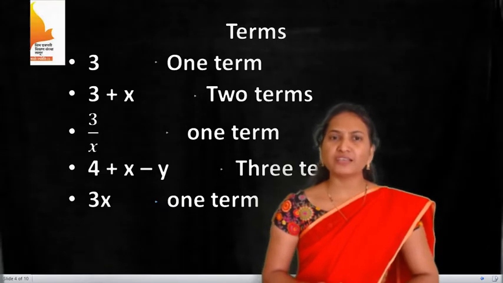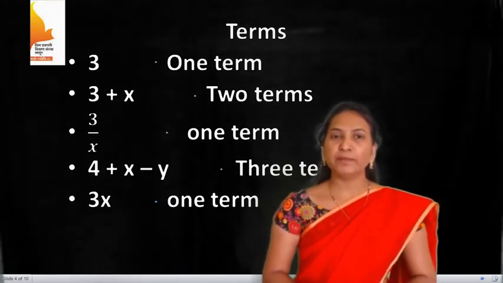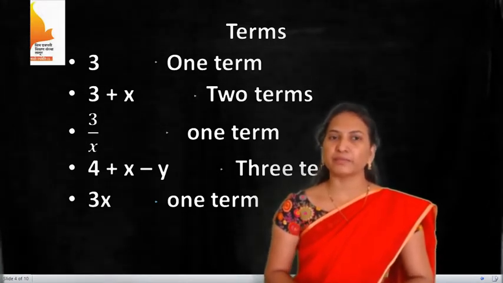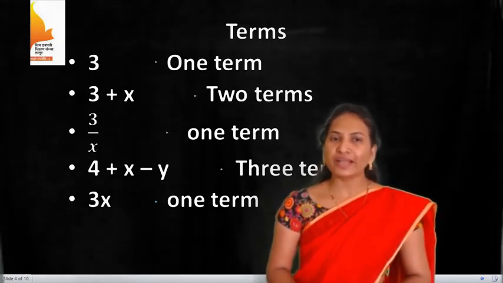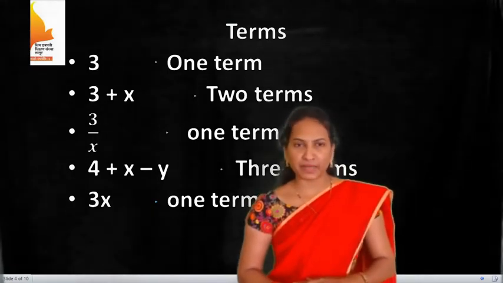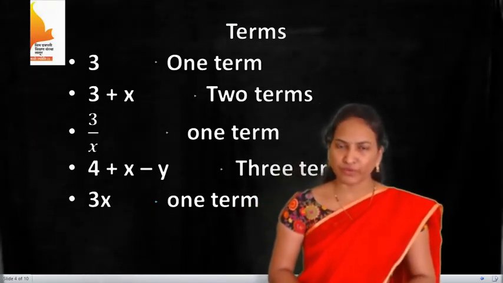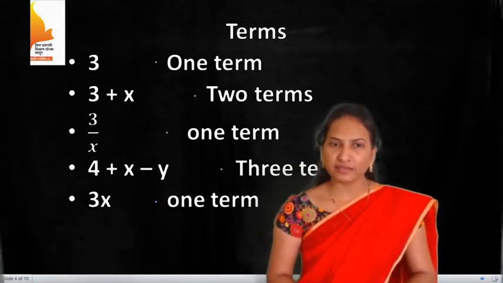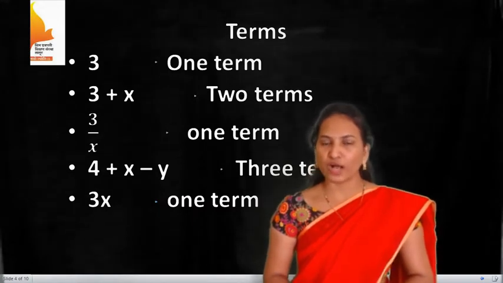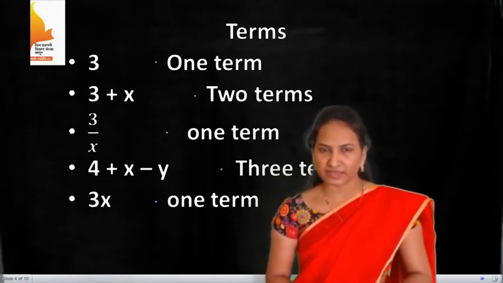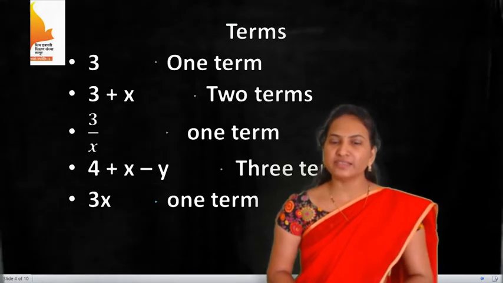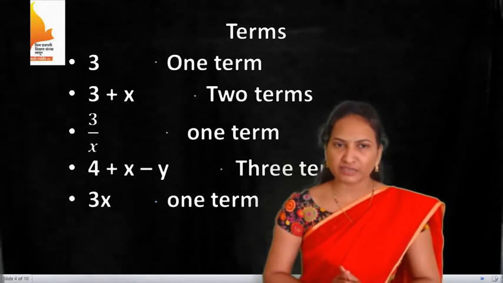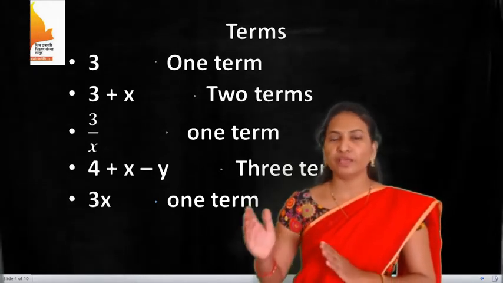Now we will see the terms. Here 3, it has only one term. 3 plus x, it has two terms, 3 and x, and they are separated by plus sign. 3 divided by x, one number is divided by the other and it gives only one term. And 4 plus x minus y, it has three terms, 4, x and y, and they are separated by plus and minus sign. And the last one is 3x, it has only one term. In between 3 and x, multiplication sign is there, but it gives only one term.